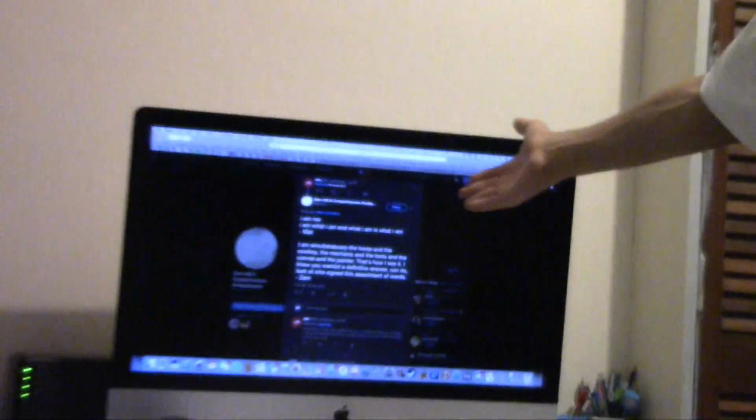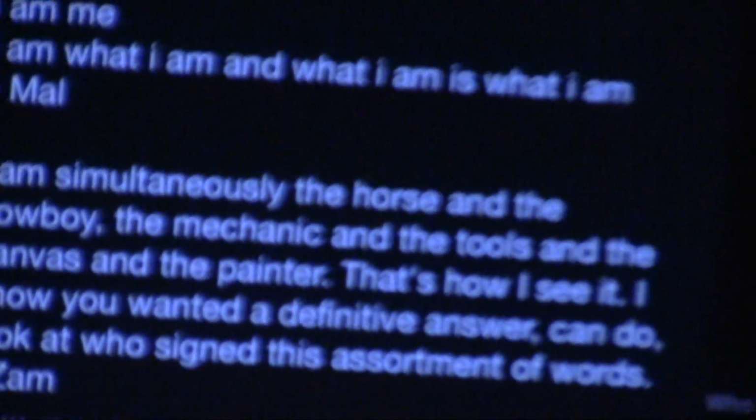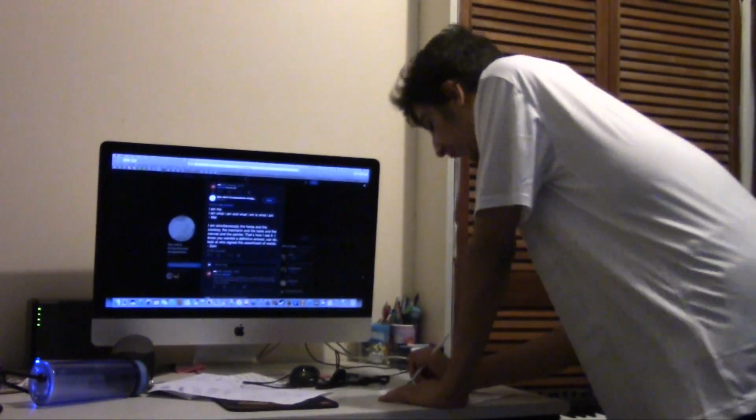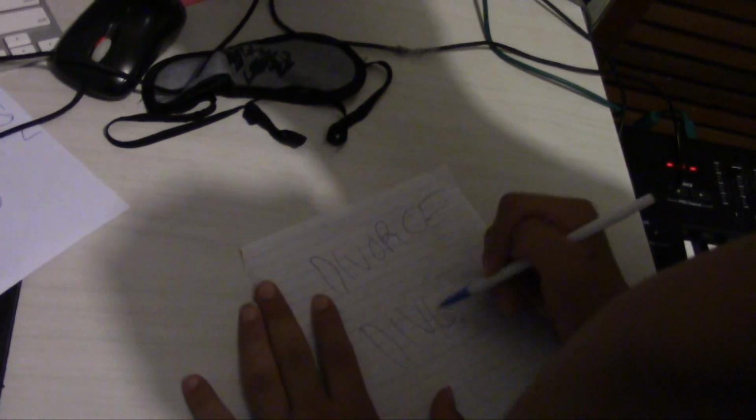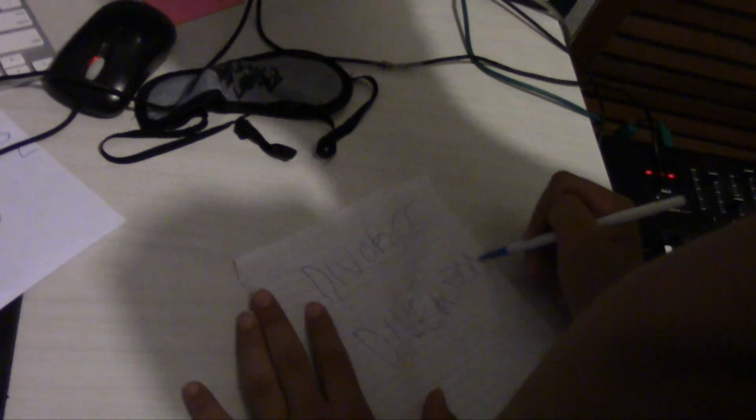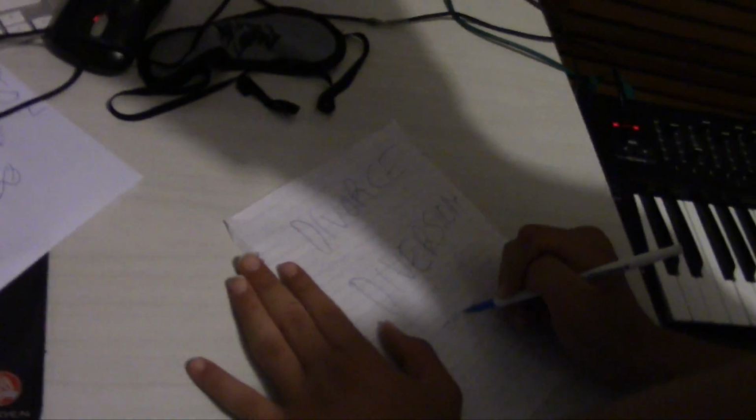Div. They're closely related to each other, just like how the mechanic, the tools, the horse, the cowboy, and the canvas and the painter are all related to each other, respectively. So how are divorce and diversion related to each other? Well, my friend, divorce is the diversion. They are related to each other because they're equal. And the diversion is Zam 440.